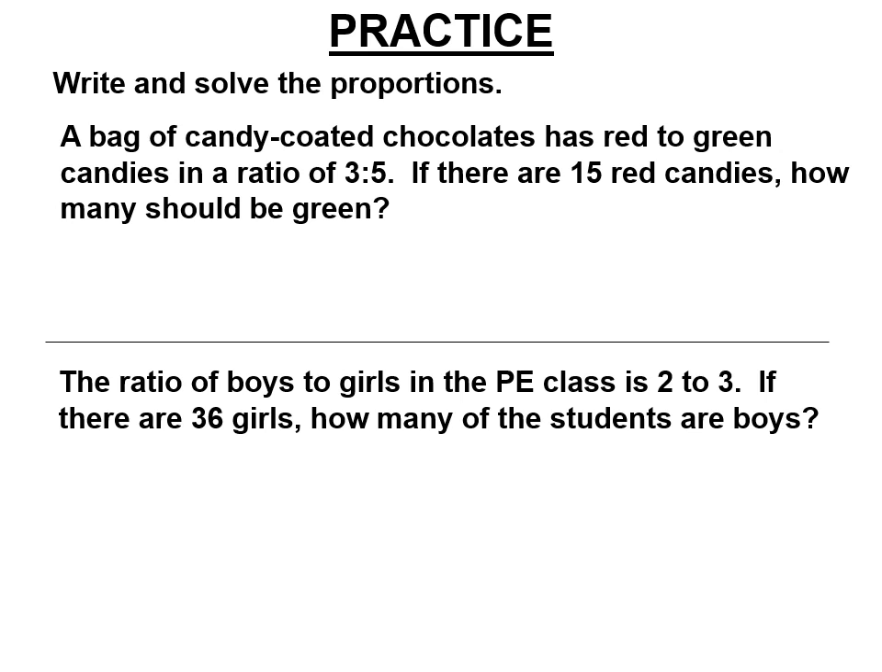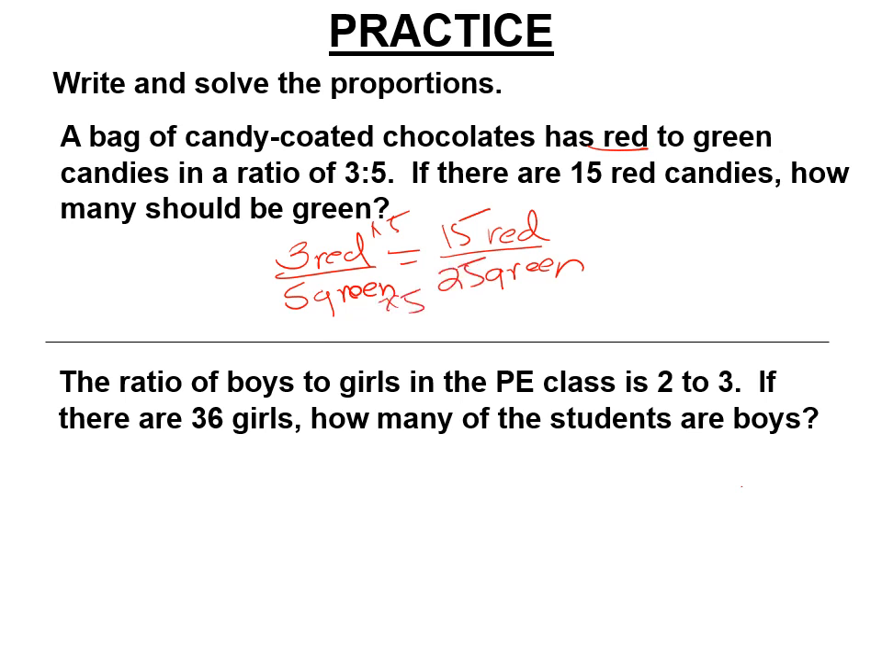A bag of candy-coated chocolates has red to green in a ratio of 3 to 5. So if red is first, that goes with the 3. 3 red to 5 green. And then if there are 15 red, all right, so the 15 has to go in the red spot, and we're trying to find out how many green. 3 times 5 is 15. And so 5 times 5, there must have been 25 green.